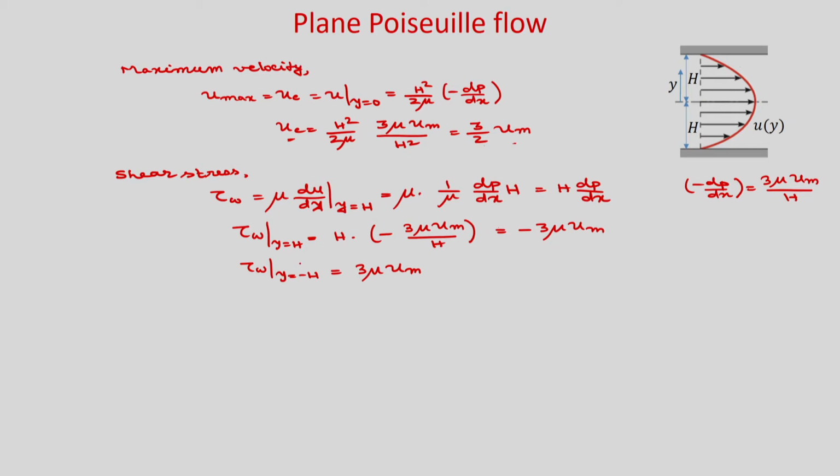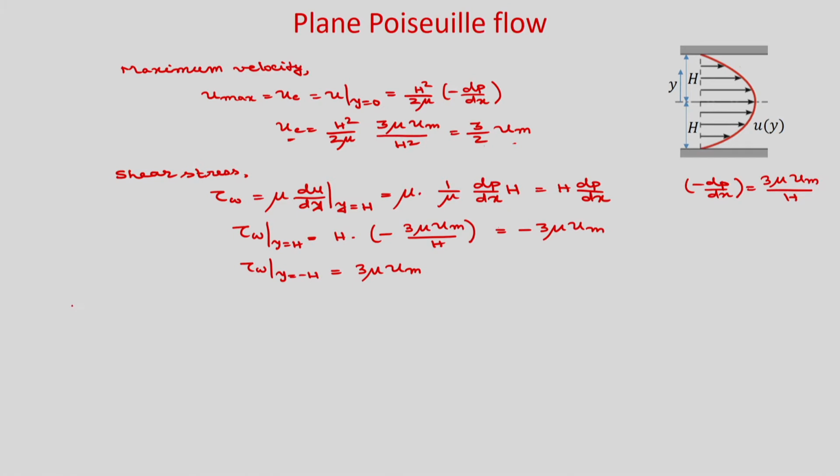Now, we will define the friction factor. This is the non-dimensional representation of the pressure gradient. If you calculate the non-dimensional pressure drop relation, that is known as the friction factor. So, friction factor you can calculate. This is minus dP by dx into the channel height, divided by half rho um square, which is the non-dimensionalization.